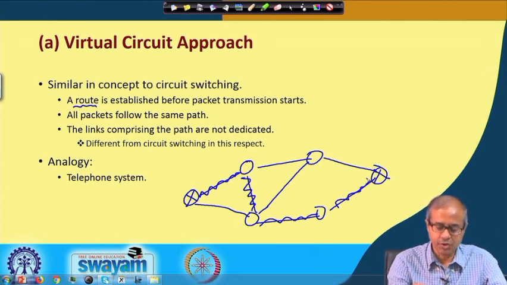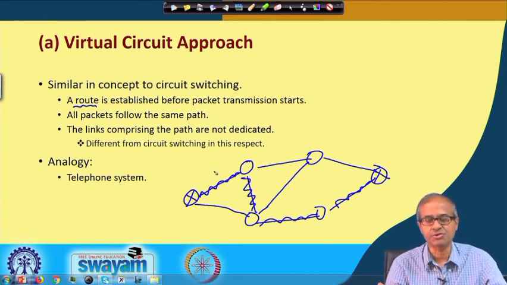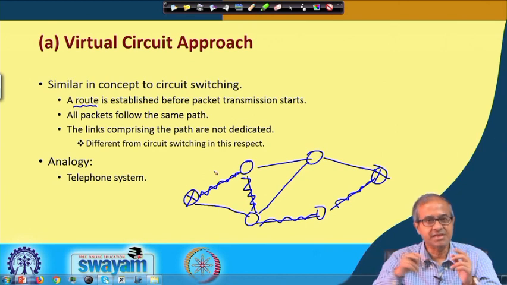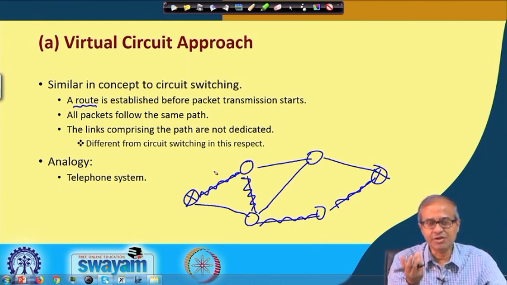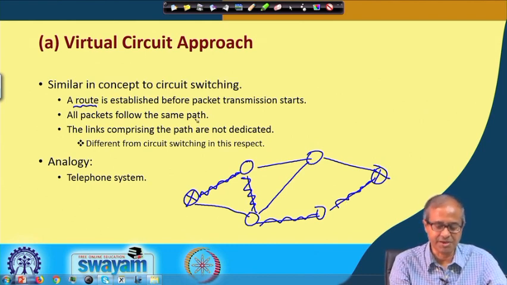Okay. Now, once I have fixed my routes, all the packets will be following the same route. This is the essential idea behind virtual circuit. So, here again there will be something like a connection establishment phase where this route will be decided upon. Okay. And all packets will be following the same path.